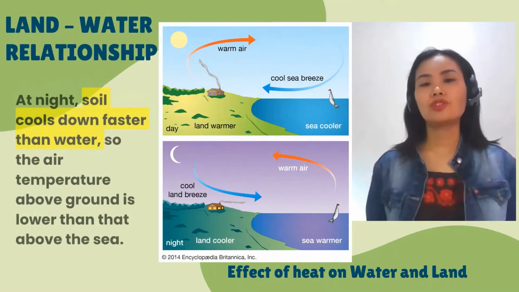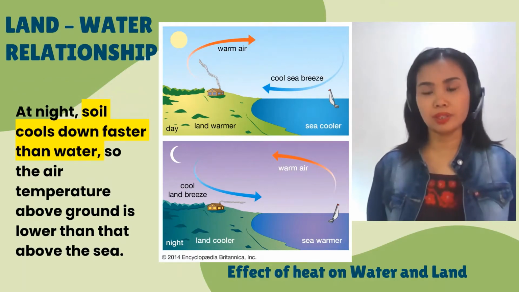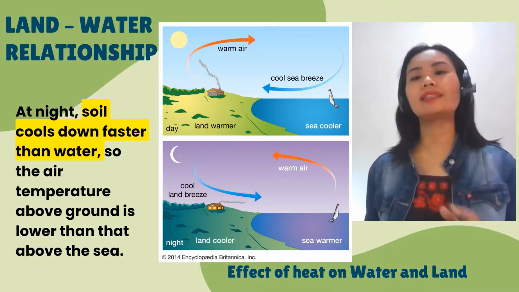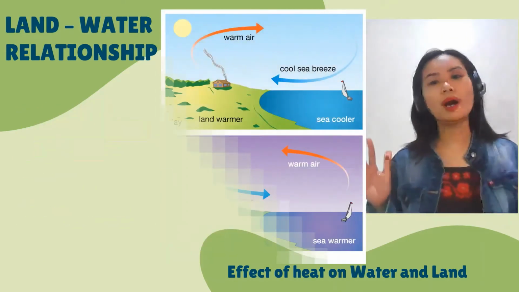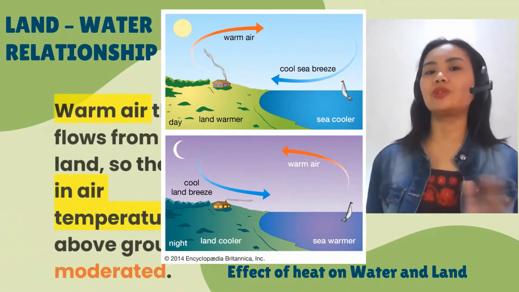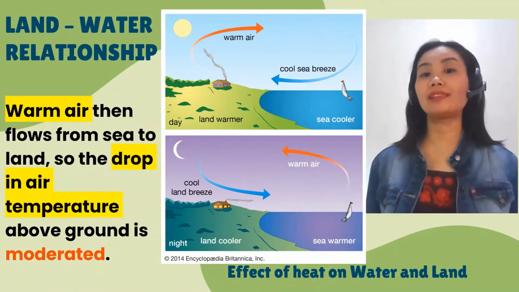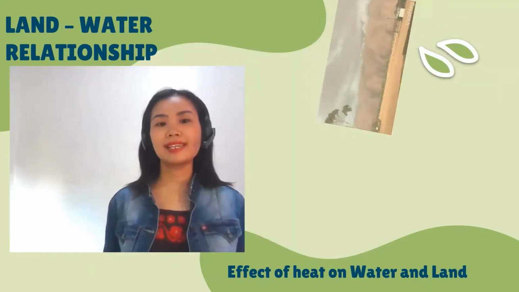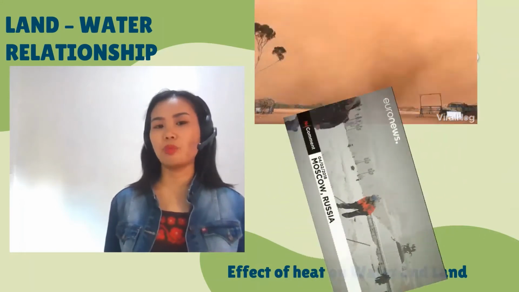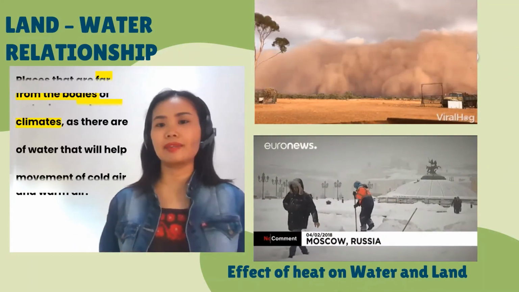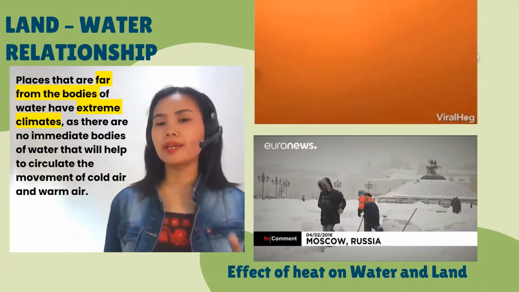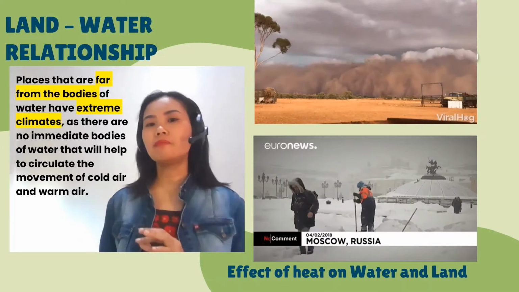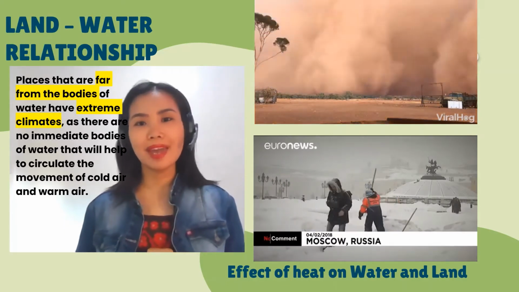And at night, soil cools down faster than water, so the air temperature above ground is lower than that above the sea. Warm air then flows from sea to land, so the drop in air temperature above the ground is moderated. Places that are far from the bodies of water have extreme climates, as there are no immediate bodies of water that will help to circulate the movement of cold air and warm air.